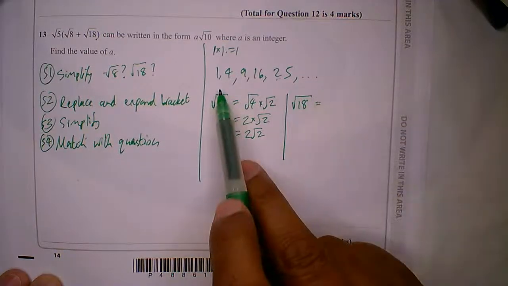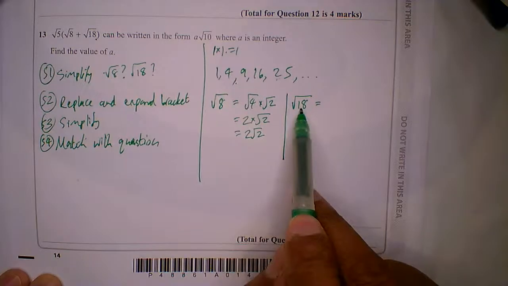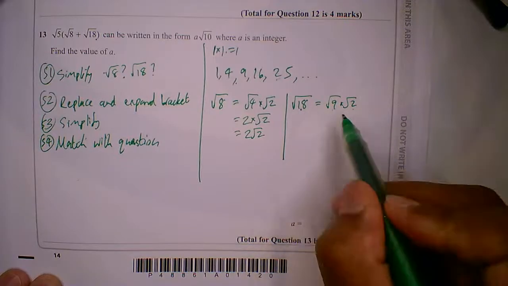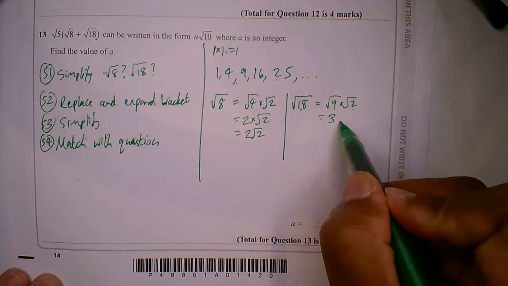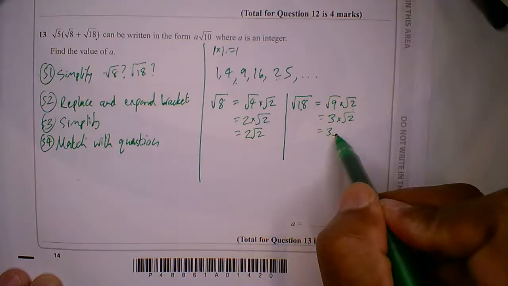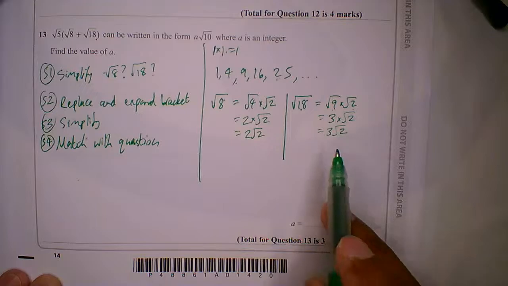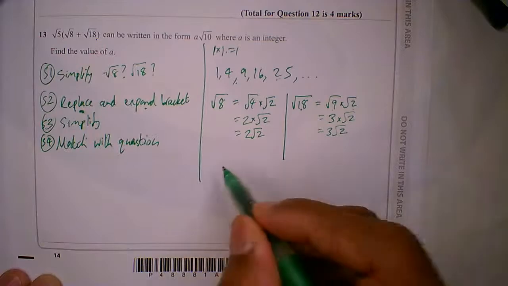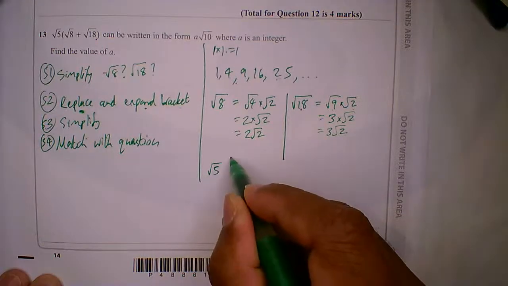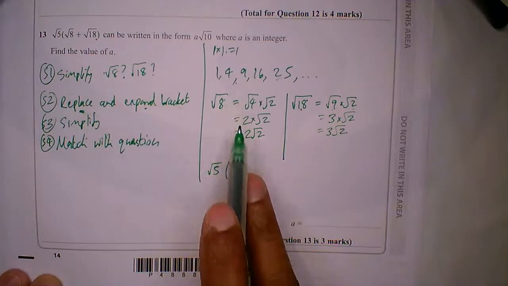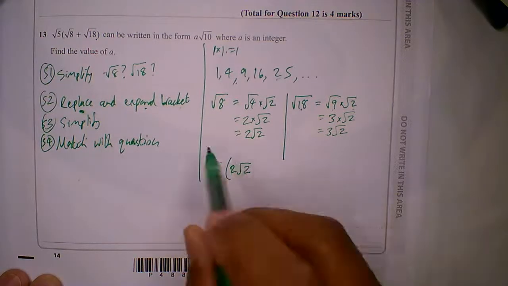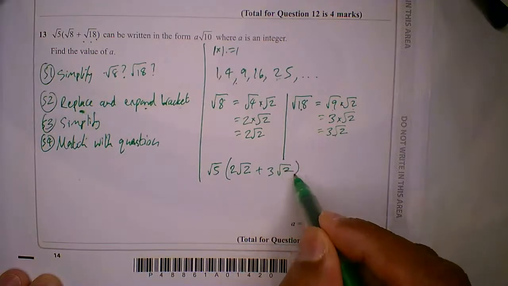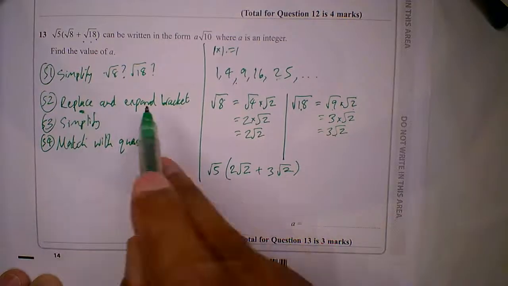I can see that 9 goes into 18. So root 9 times root 2, since 9 times 2 is 18. The square root of 9 is 3, so 3 times root 2, or 3 root 2. So I've simplified this. Now step 2, I replace and expand the bracket. So I'm going to have root 5, bracket, root 8 which is 2 root 2, plus root 18 which is 3 root 2. And so I've replaced it, now I need to expand it.